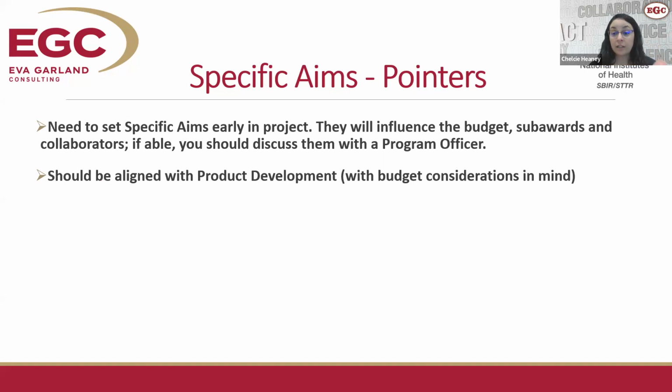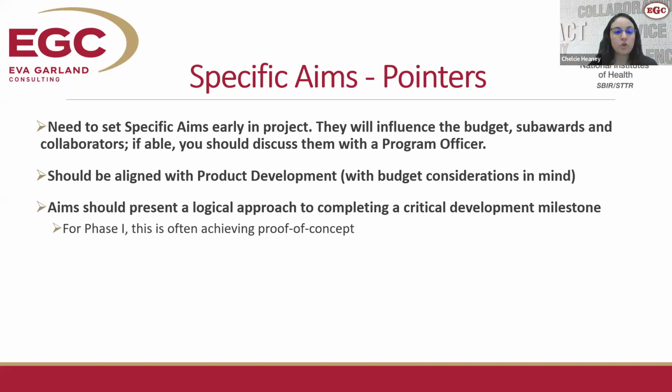Also, they should be aligned with your product development pathway. And again, keeping the budget considerations in mind. So you're not going to be able to get in one shot from prototype to market with an SBIR at NIH. And again, your aims should represent a logical approach to completing each specific milestone that you're laying out. And your job is to convince the reviewers that this is the pathway for your particular product, and this is what needs to be done for your particular product.